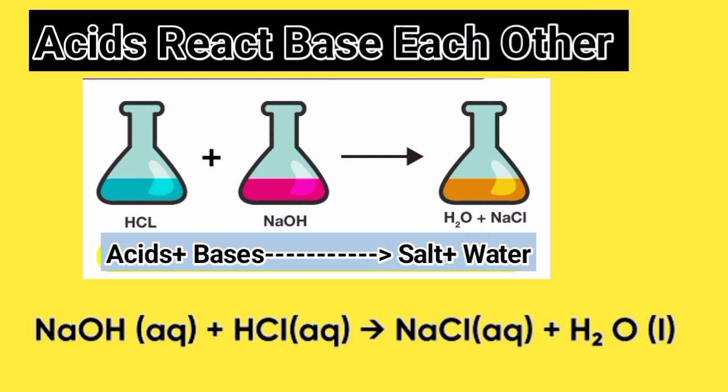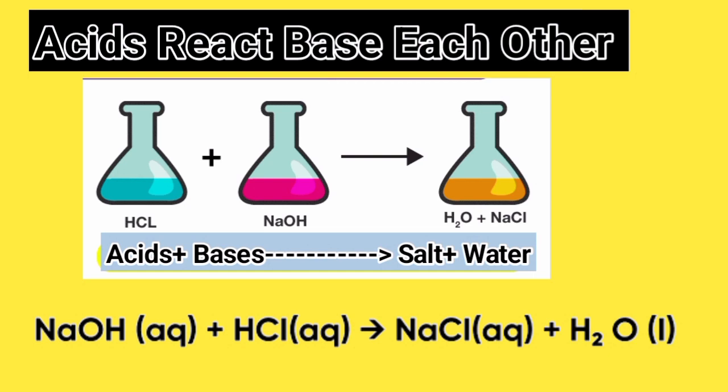So when sodium Na plus ions and Cl minus ions combine to form NaCl, that is called common salt, and OH minus ions and H plus ions combine, water molecules are formed. So finally, acids react with bases to produce salt and water. This type of reaction is called a neutralization reaction.